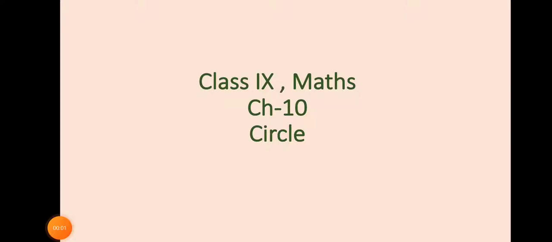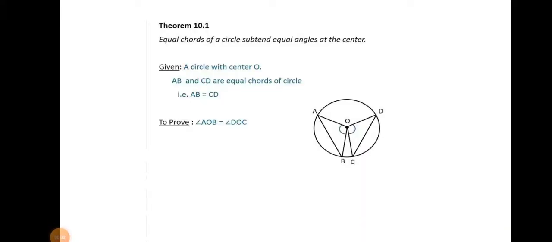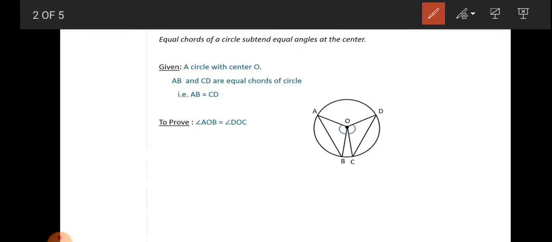Class 9th Maths Chapter 10 Circle. Theorem 10.1: Equal chords of a circle subtend equal angles at the center. A circle with center O is given. AB and CD are equal chords of the circle, AB is equal to CD. We need to prove that angle AOB is equal to angle DOC.